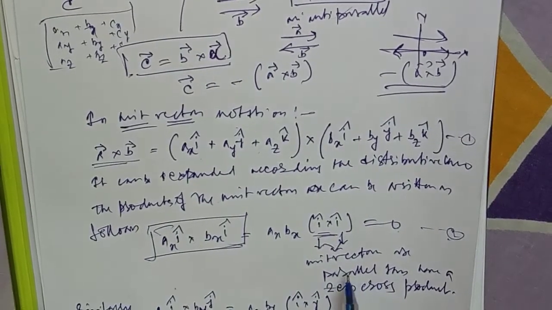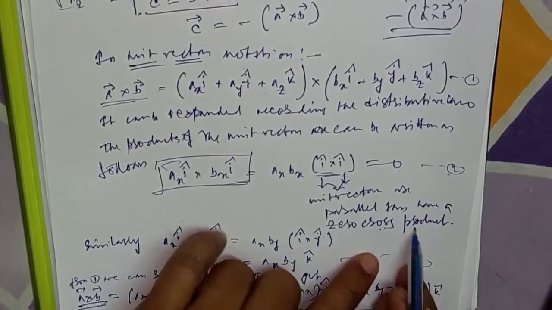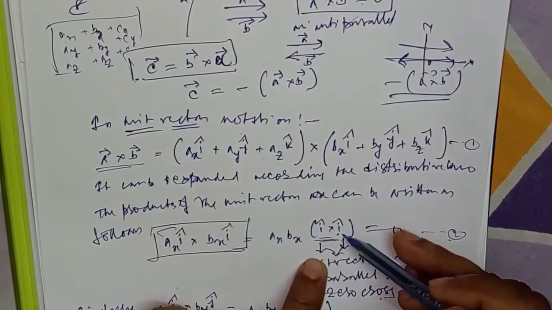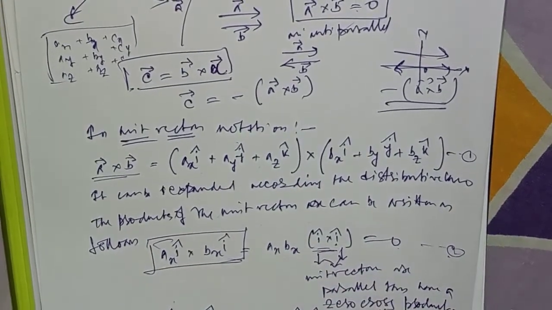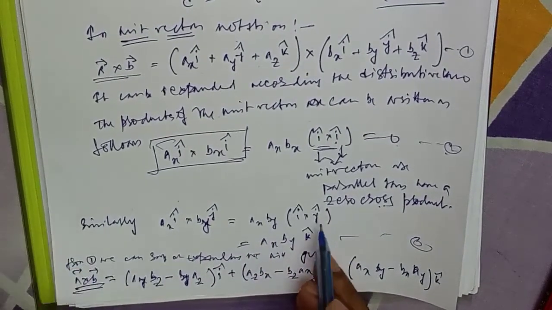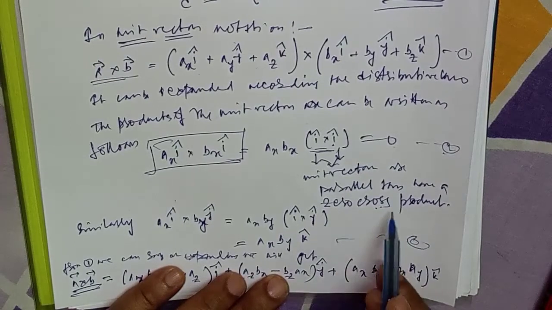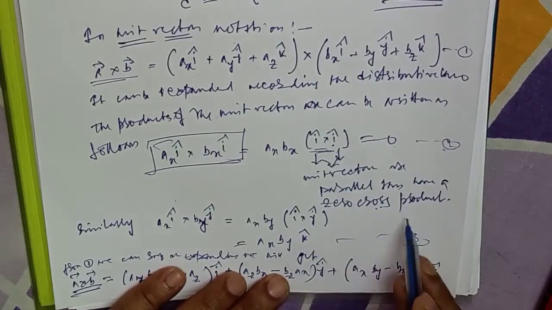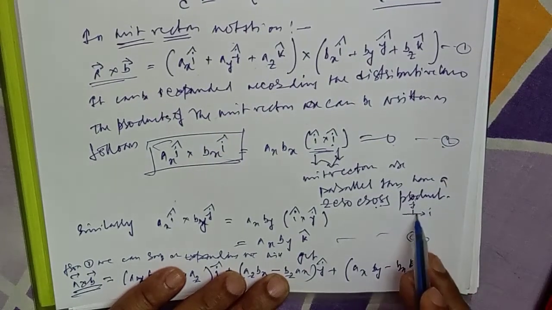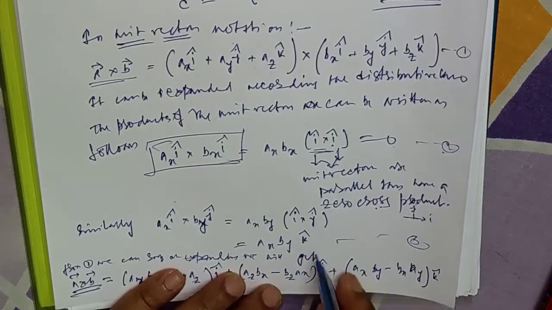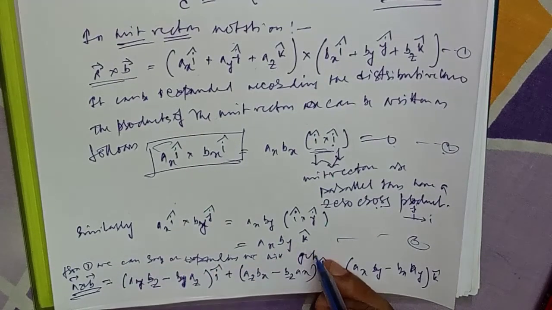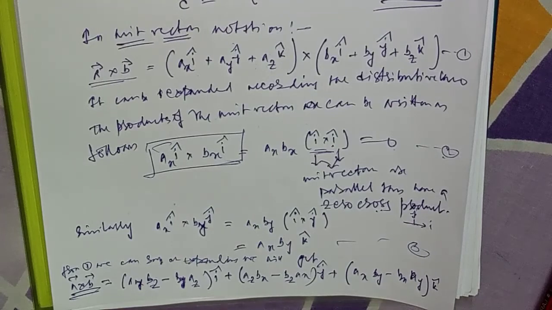These are vectors parallel to each other, so the cross product is 0. So for using unit vectors, the general application of vectors and the application of unit vectors, the cross product of parallel ones gives you 0. Similarly, we will get ax i cap into by j cap equal to ax by. This is a cross product and this is not parallel. This is perpendicular, i and j. You have to learn this: this is i and this is j, perpendicular to each other. The perpendicular gives you the k vector, the unit vector k cap. So ax by gives you ax by k.